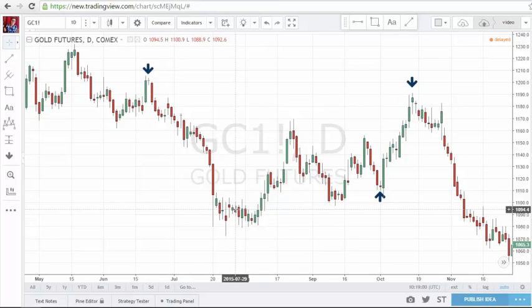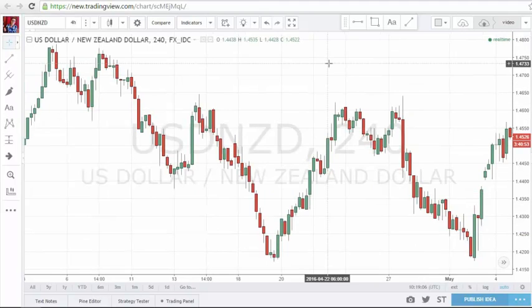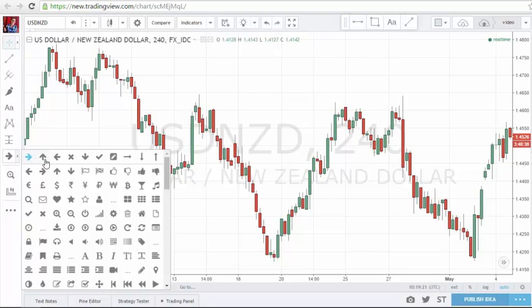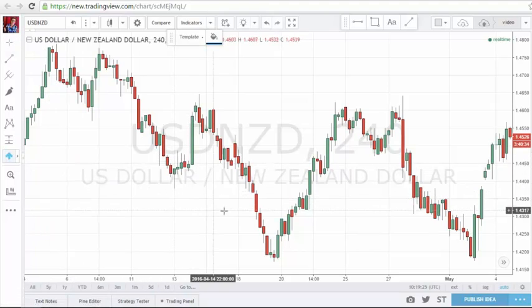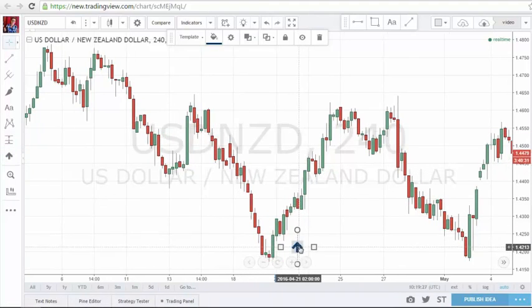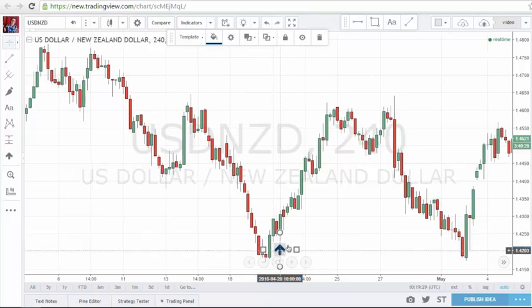The next pattern is probably one of my favorite patterns. It is the outside bar or the engulfing candle. This bar and this pattern both can be a trend continuation or a reversal pattern depending on the context. So just let me mark a few, and then I can explain better what it actually is.